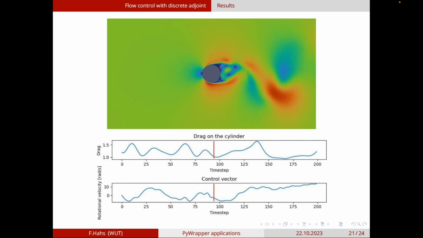Here at the very end, we can see that the vortices stop forming, and there is sort of one big one, and then there aren't any vortices being shed, and this is sort of the mechanism of the drag reduction. Here's the control vector as it was calculated for the final iteration.